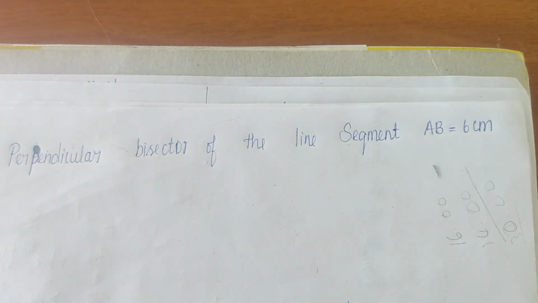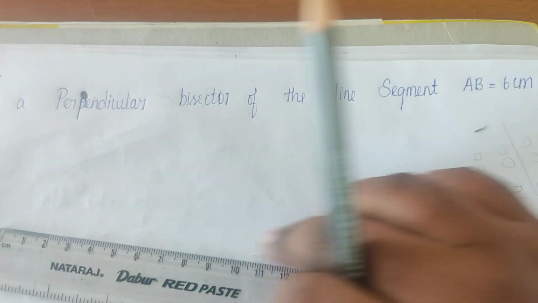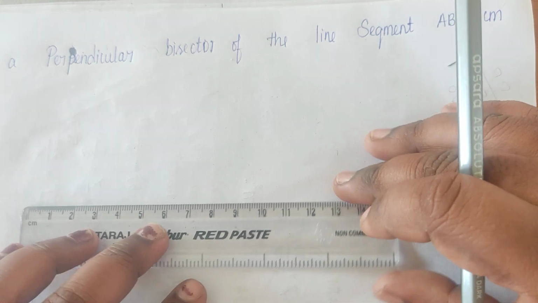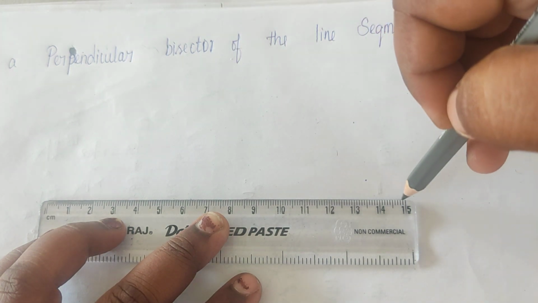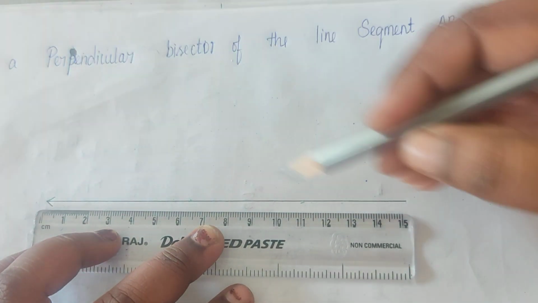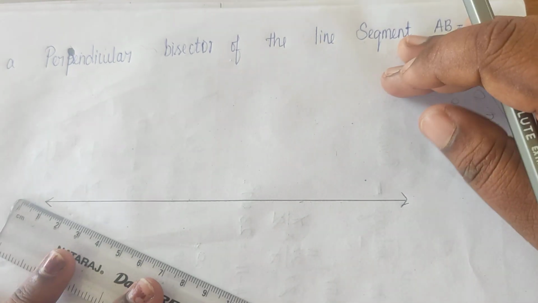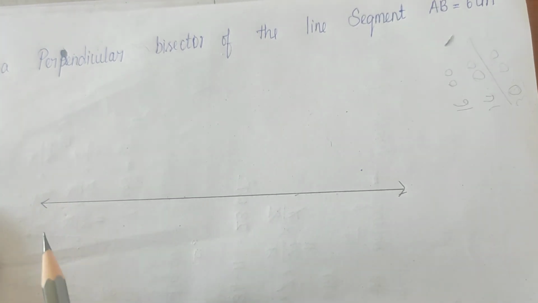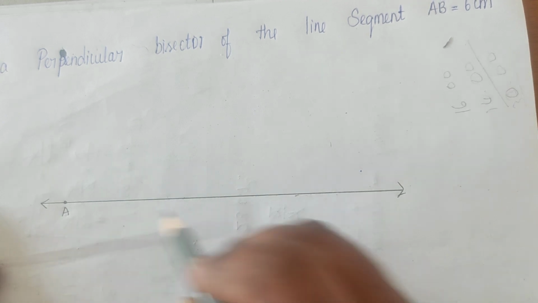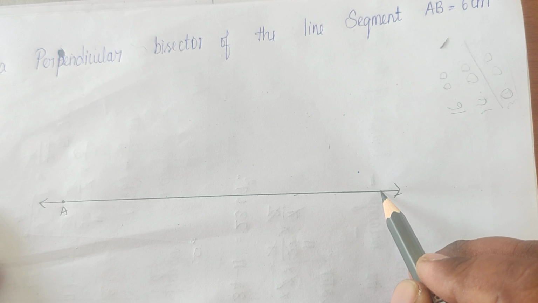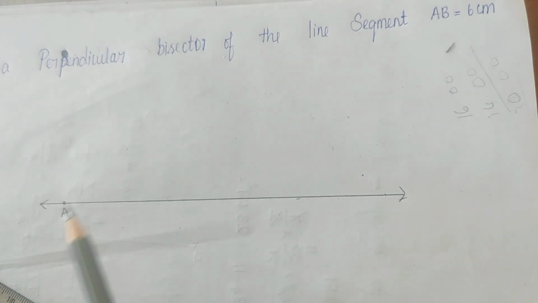Okay students, first we take a scale and draw a line, and mark 2 points. The first point is A and another point is B.